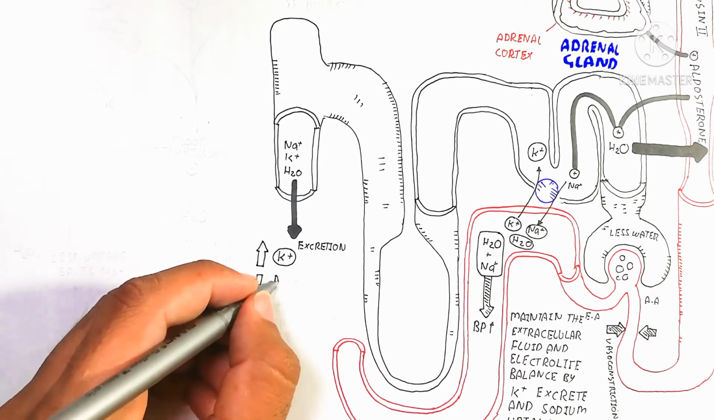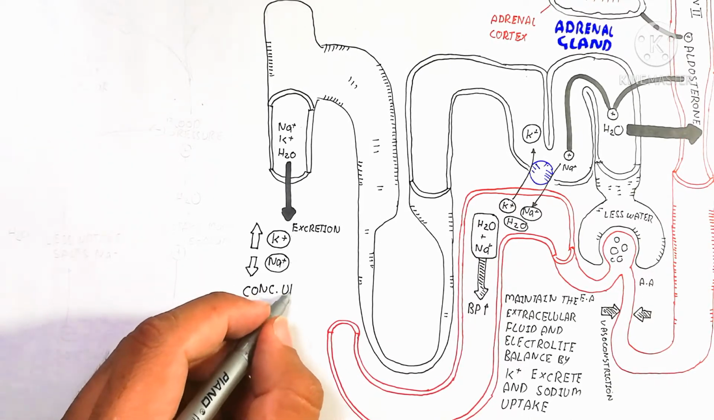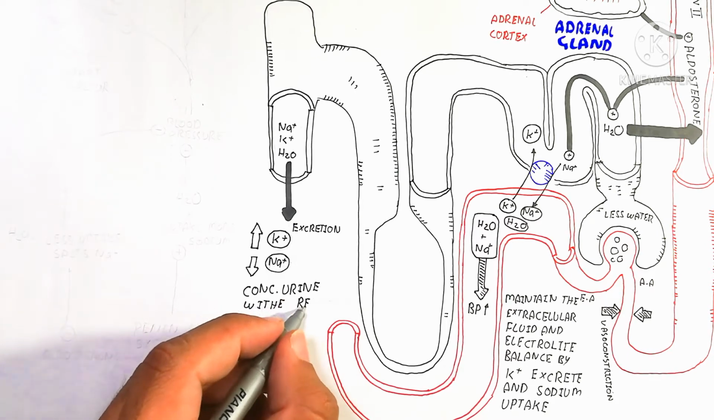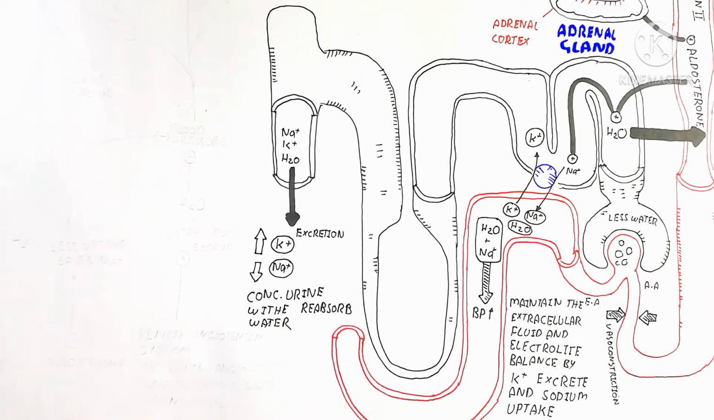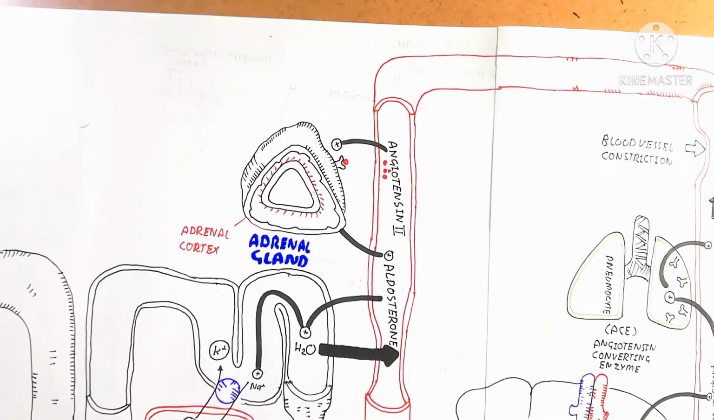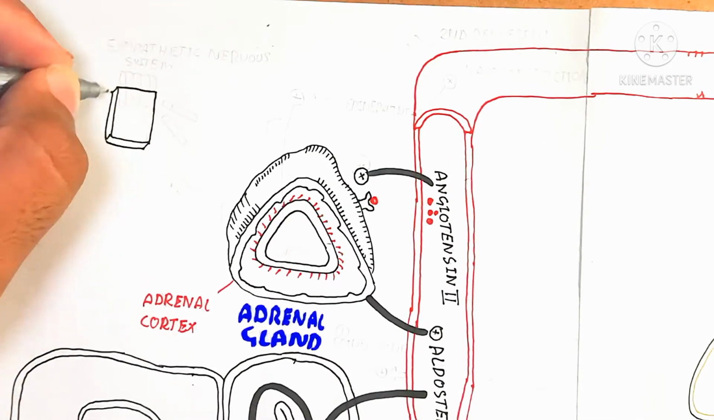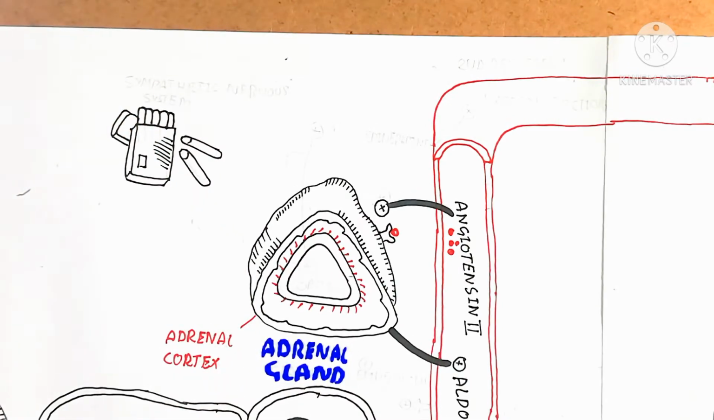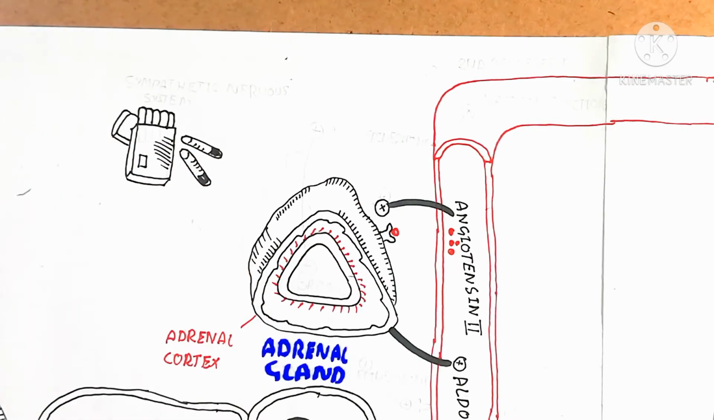So here is the collecting duct which collects a lesser amount of sodium and water and a high amount of potassium, and the concentrated urine is excreted through the ureter into the bladder, and the bladder will ultimately release it through the urethra. So here the potassium was more and sodium was less, so with reabsorbed water, that's a reabsorption of water, the concentrated urine will be produced.